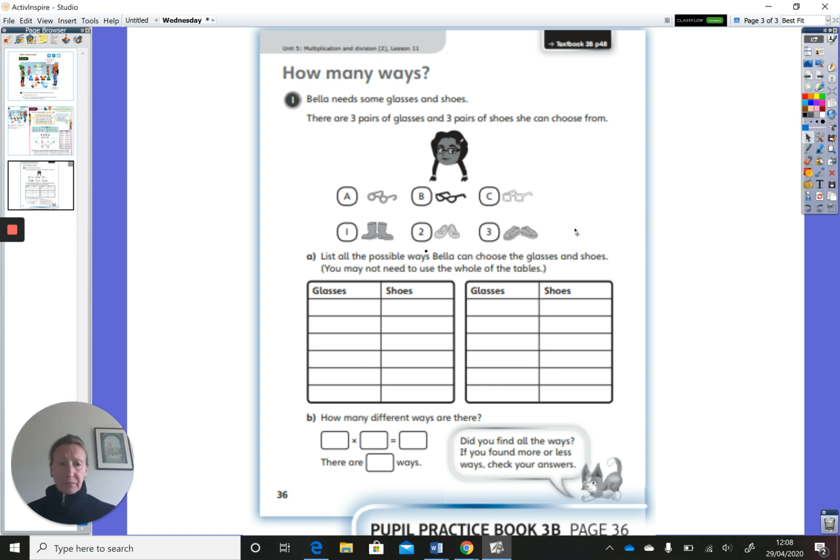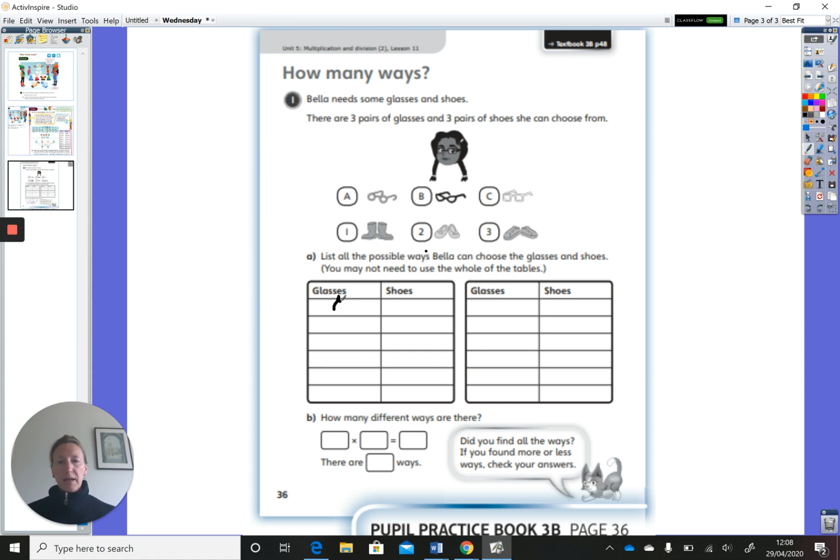So I know for a fact that your handwriting is a lot better than mine, so you can do this with me if you want, and you'll probably be quicker than I would. So if we have a look at it here, we're just going to use the notation A, B, and C, and then the numbers 1, 2 and 3. So I always think the most logical thing is to start with one thing and then see the different combinations. So I'm going to start with glasses A.